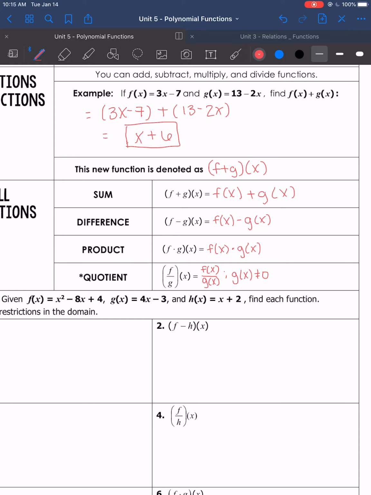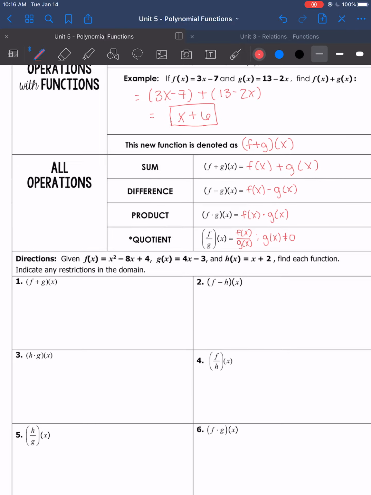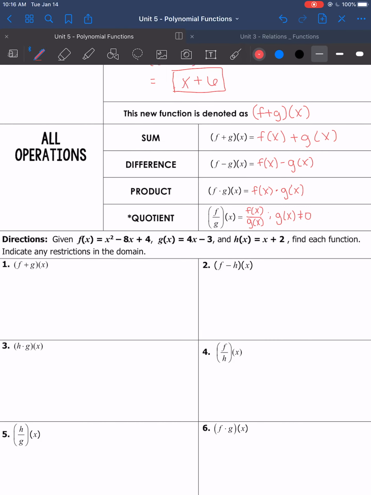So we're gonna do some examples here with f of x, g of x, and h of x, and we're going to find the functions, and then we're going to talk about the domain of the new function we created. So for number 1, we have f plus g of x, so we're going to take f of x, which is x squared minus 8x plus 4, and I'm going to add it to g of x, which is 4x minus 3.